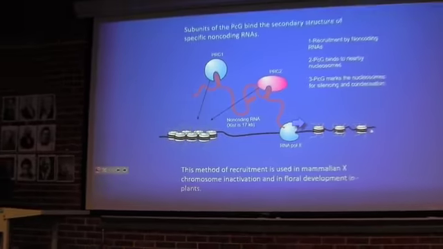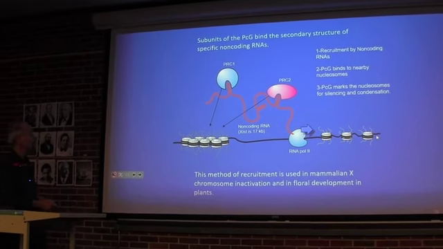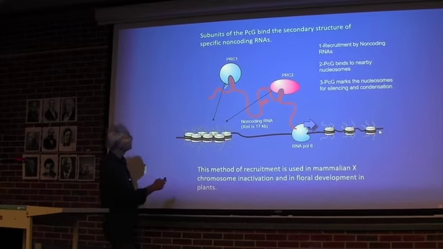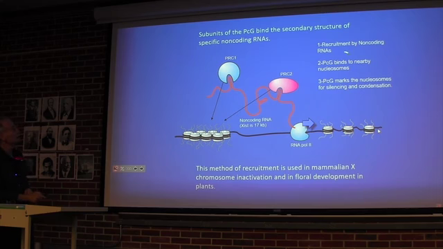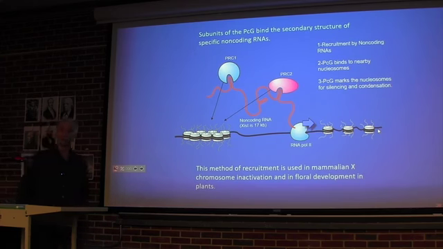So here you see both the PRC1 and 2 have affinity for RNA domains, these hairpins. And of course these mark it for repression. It's used in mammalian X chromosome inactivation and plants.